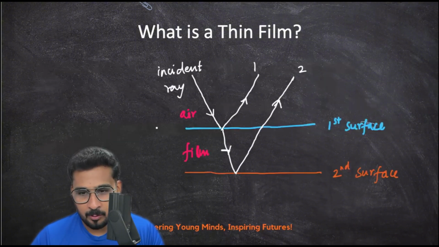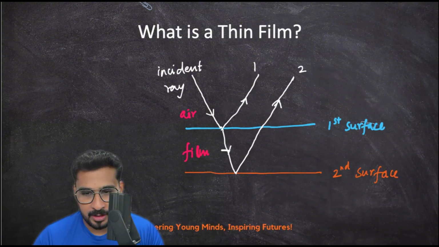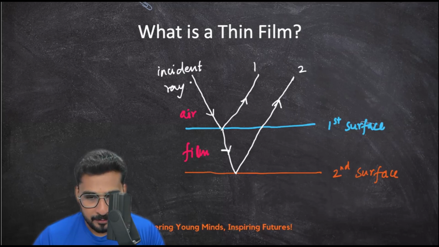In this slide, we can see what a thin film is. There is an incident ray. Part of the incident ray is getting refracted and part is getting reflected. And this is the film. The thickness of the film is comparable to the wavelength of the light, that is in the angstrom range. The refracted ray that passes through the film is again reflected back and comes out of the first surface like this.